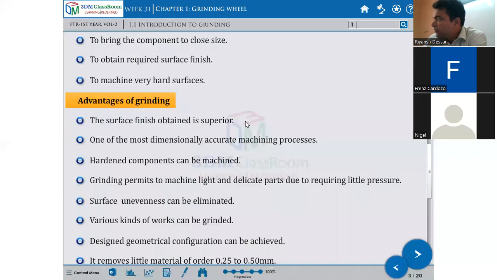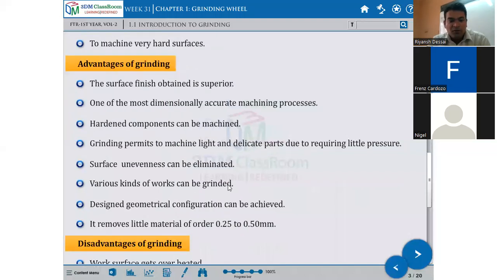Advantages of grinding: there are the following advantages of grinding. For example, the surface finish obtained is superior. It is one of the most dimensionally accurate machining processes. Hardened components can be machined. Grinding permits machining of light and delicate parts since it requires little pressure. Surface unevenness can be eliminated. Various kinds of work can be ground. Designed geometrical configuration can be achieved, and it removes little metal, of the order of 0.25 to 0.50 mm.